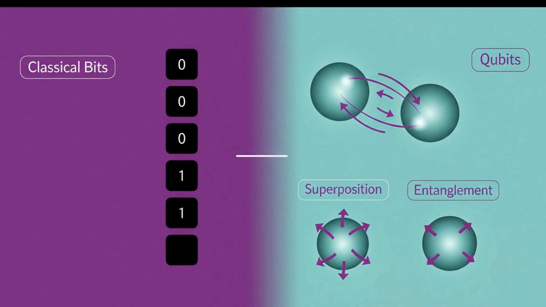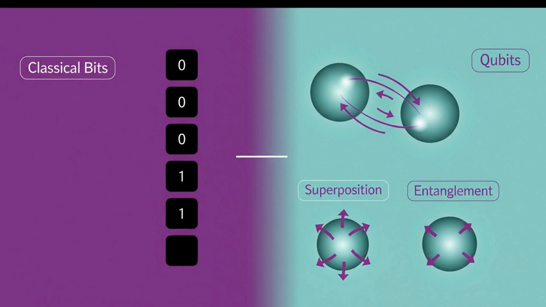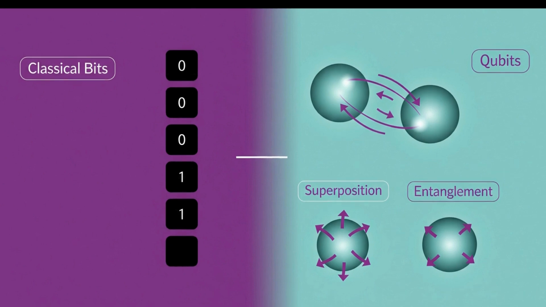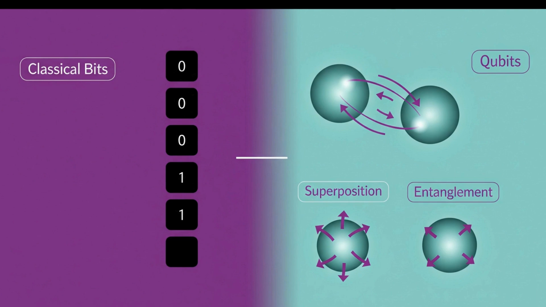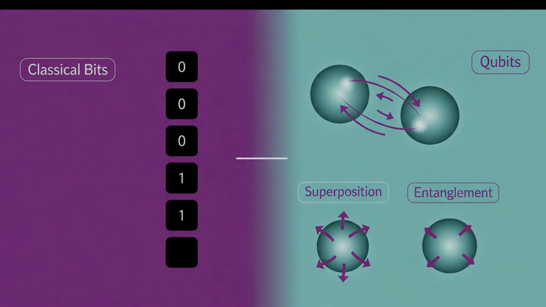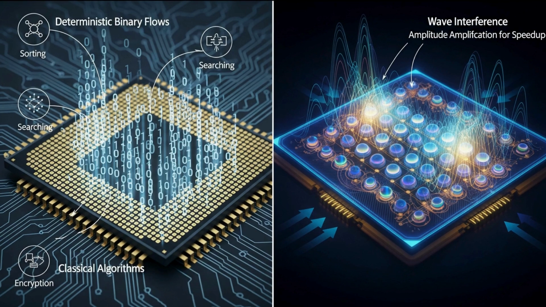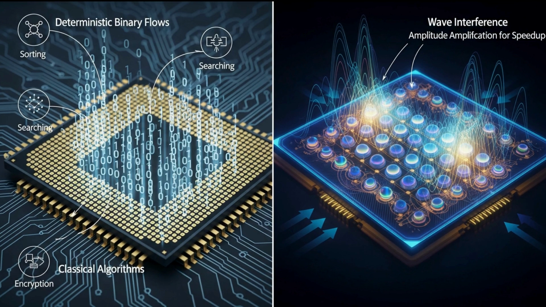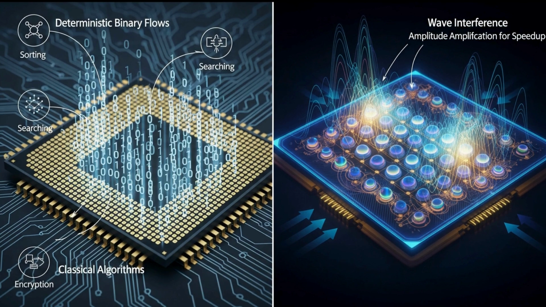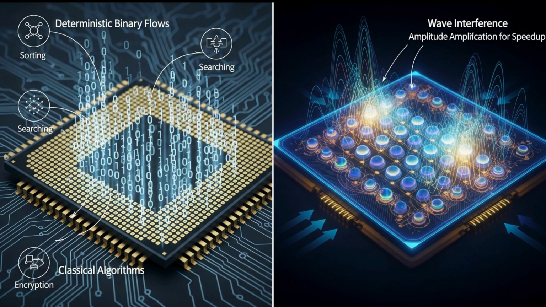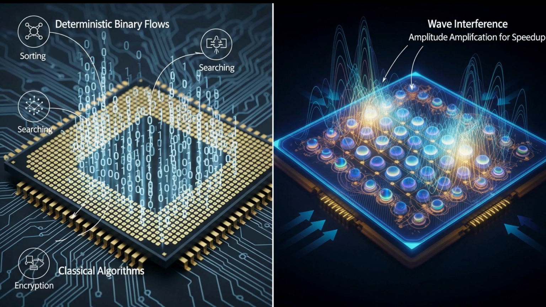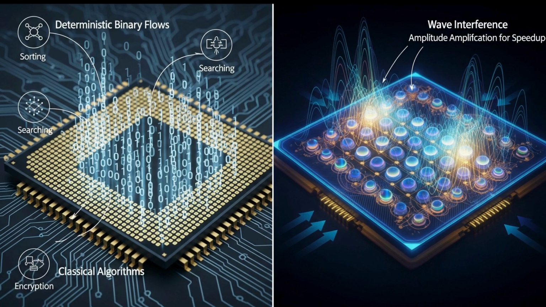Important note, having more qubits doesn't automatically mean better results. Coherence, error rates, connectivity, and algorithm design matter hugely. So what's the difference in computation? Classical algorithms manipulate bits deterministically. Quantum algorithms manipulate probability amplitudes using unitary gates. Interference lets us amplify correct answers and cancel wrong ones.